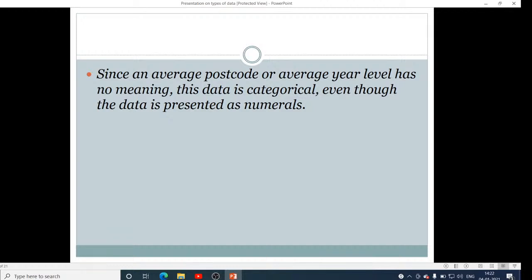Everyone put your roll numbers, or I will ask based on those roll numbers.